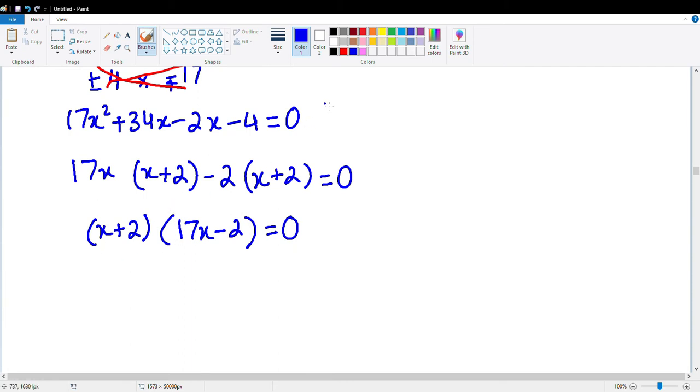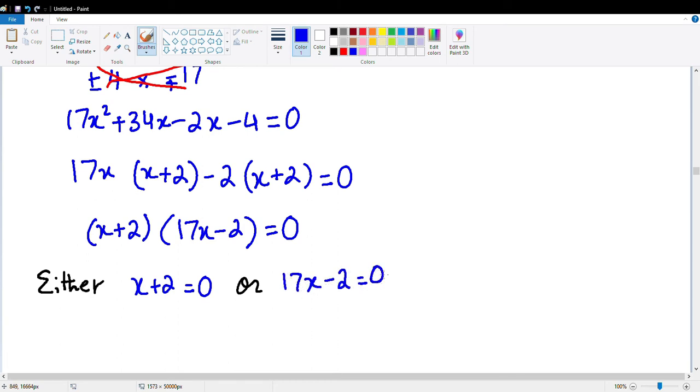And again, you can see that one of these has to be 0 so that their product is equal to 0, and they're also factors of the above equation. So we're going to say that either x plus 2 is equal to 0, or 17x minus 2 is equal to 0.